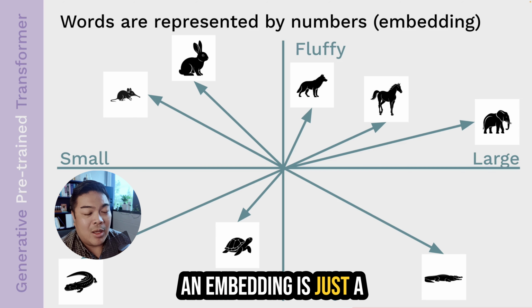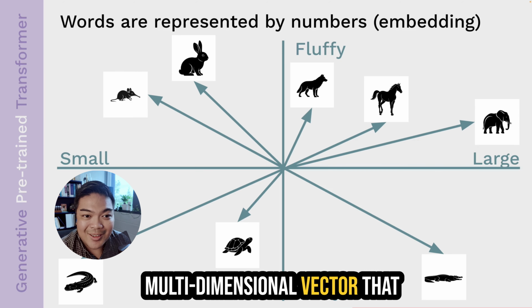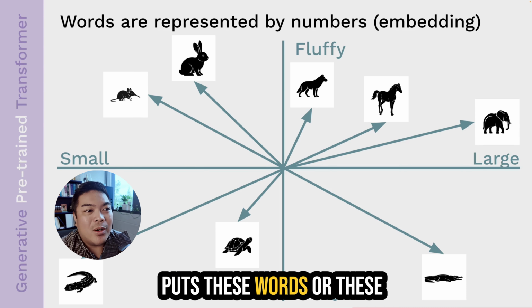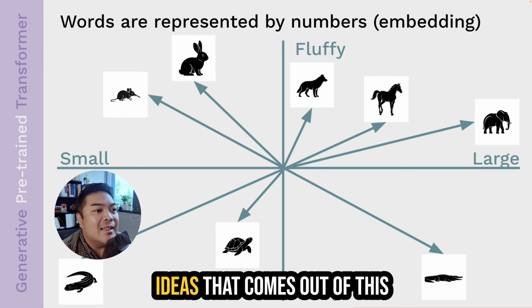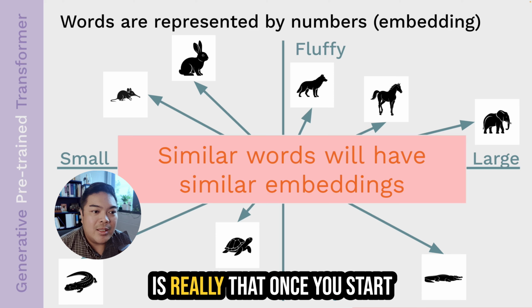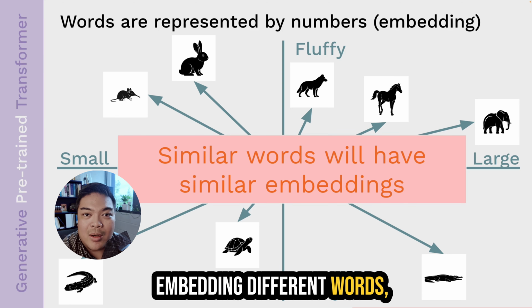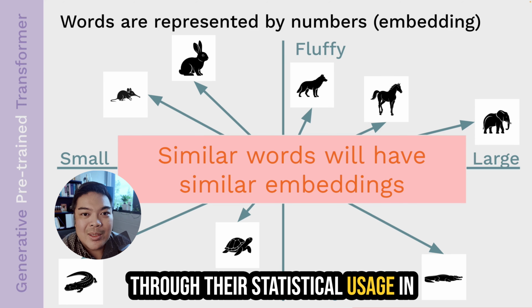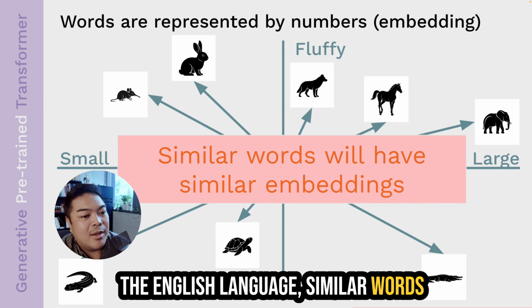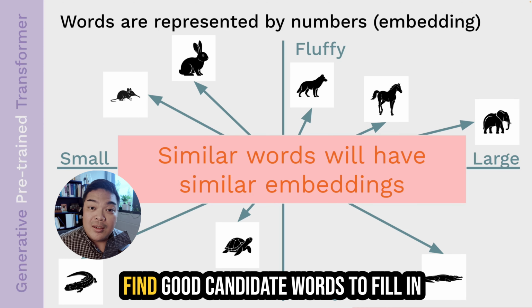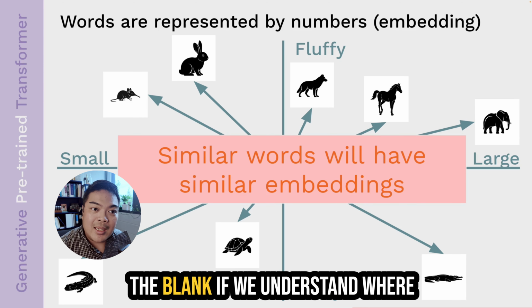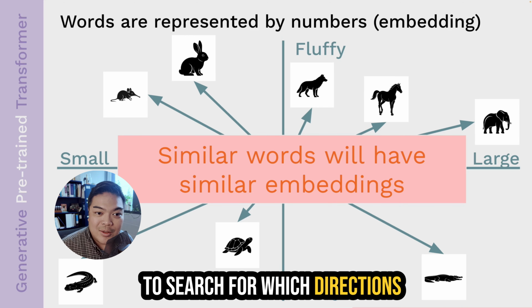An embedding is just a multi-dimensional vector that puts these words or these ideas into different spaces. And one of the most important ideas that comes out of this is that once you start embedding different words through their statistical usage in the English language, similar words are going to have similar embeddings, meaning that it becomes easier to find good candidate words to fill in the blank if we understand which directions we should start searching.